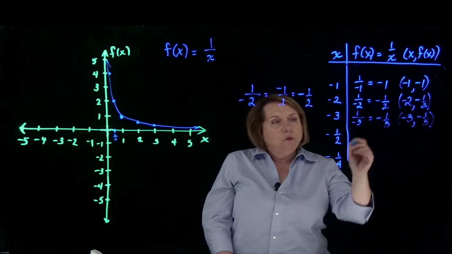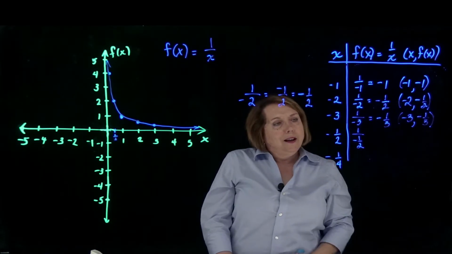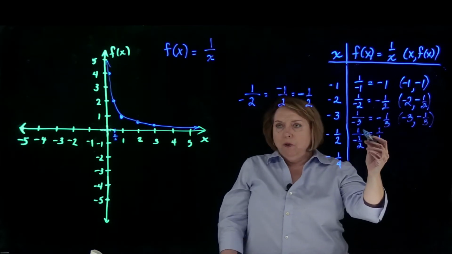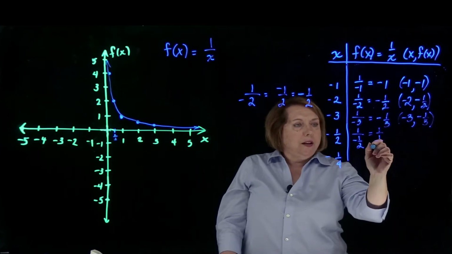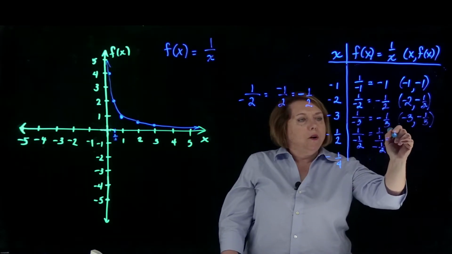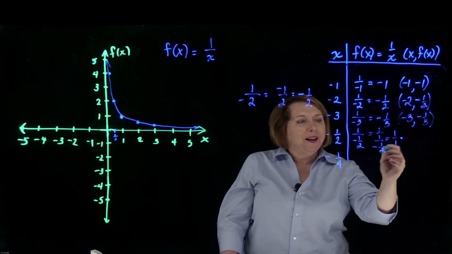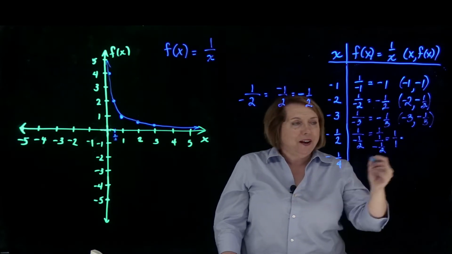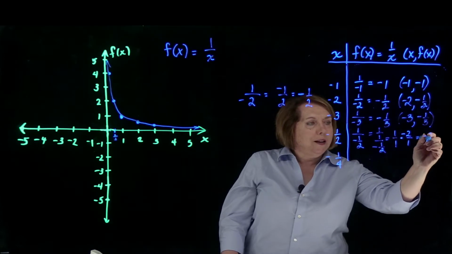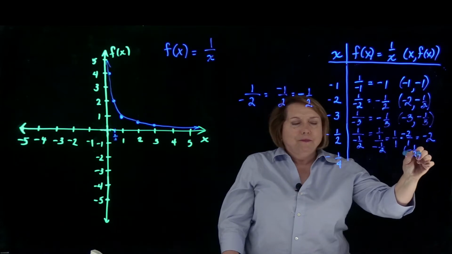If x is negative 1/2, we'll have 1 divided by negative 1/2. So let's write this to make it easier as 1 over 1. We can express this 1 as 1 over 1 divided by negative 1/2. So we'll take 1 over 1 times the reciprocal of negative 1/2, that's the way we divide fractions, which will be negative 2 over 1. So this will be negative 2. And our ordered pair would be negative 1/2, negative 2.